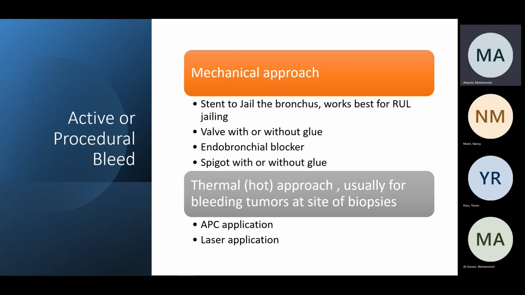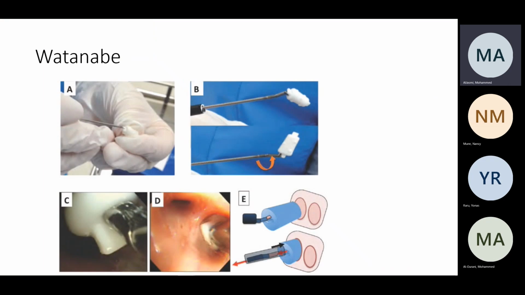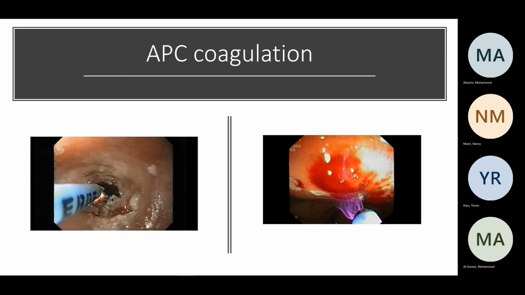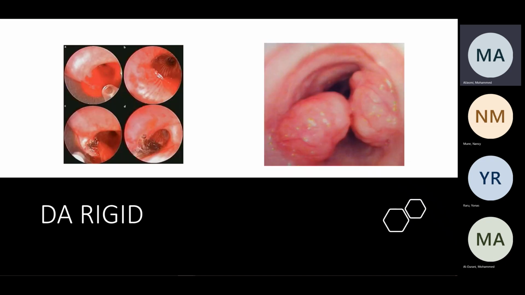There's the mechanical approach, where you can put a stent to jail the bleeding site. You can put endobronchial blockers or spigots. This is a spigot. You don't want to know about it. Only the French use it. I don't know who else uses it. We'll leave these to another day, along with how to use the APC and laser.